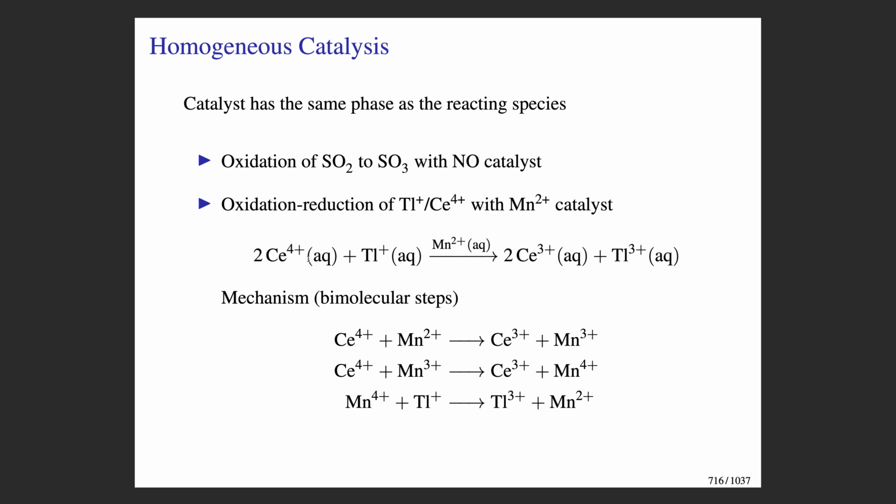Here, this reaction between cerium-4 and thallium plus is a redox reaction, and we'll talk about redox later on in the course. It's very slow on its own. However, if you add a manganese catalyst, it provides an alternate pathway for the reaction to proceed through these bimolecular steps where manganese is oxidized in different ways. The slow step in this mechanism is faster than the direct step, and so this is an example of homogeneous catalysis. Everything's aqueous phase here.